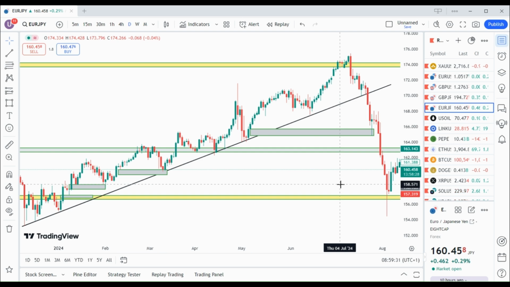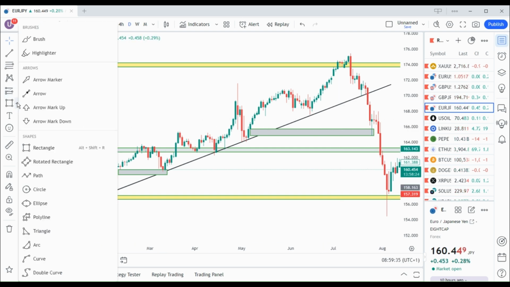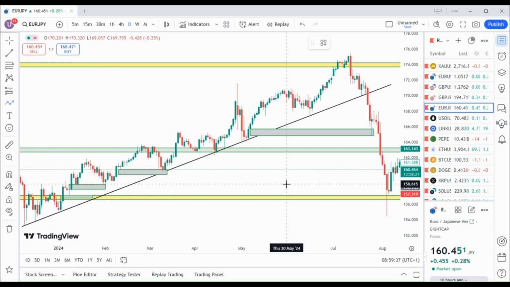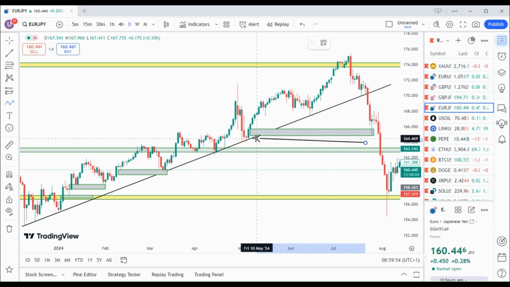I hope you are seeing it. When price came back in the future, price reacted to that zone. From this point, when price hit this point at 164,800, price rallied back to 167,400, almost 250 pips movement, because of this fair value gap. So this one moves up.